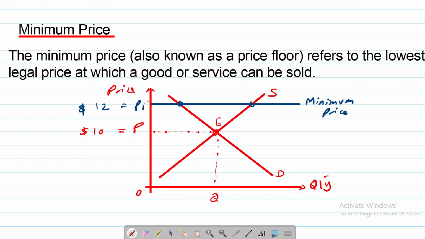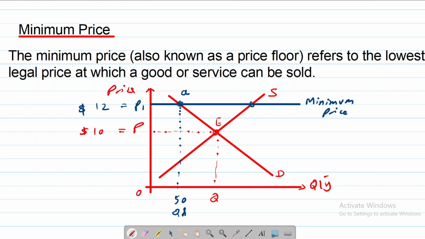So at price $12, there are many consumers that won't be willing to purchase the product, so demand will decrease. At price $12, the new demand will be up to point A, and if we draw the perpendicular, then we can find the quantity here as well. Let's say this is 50 units of a product and this is quantity demanded.